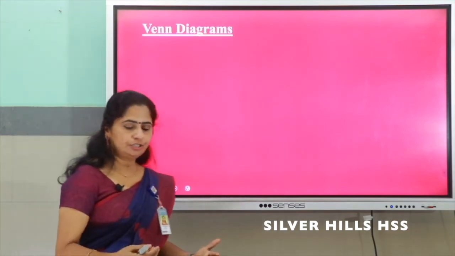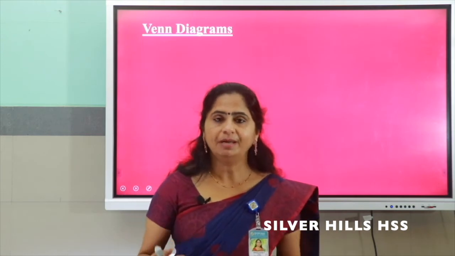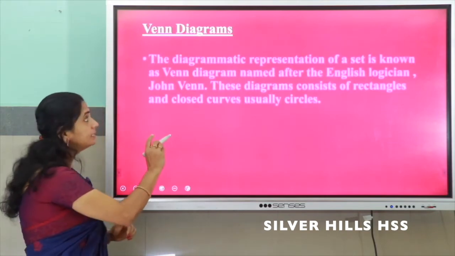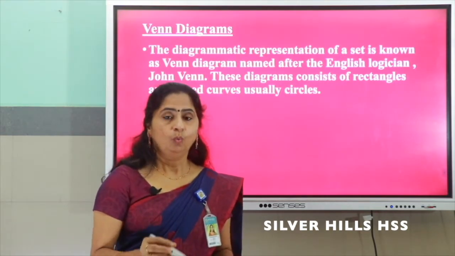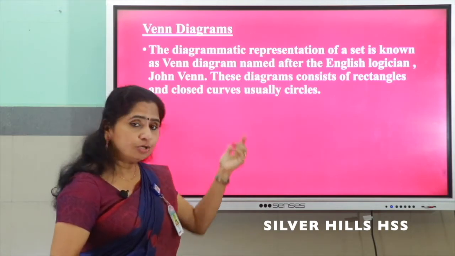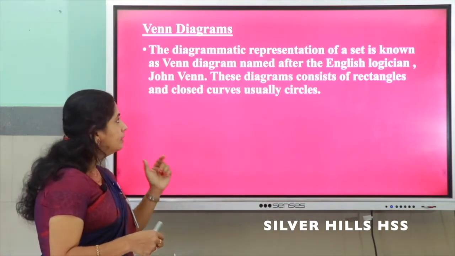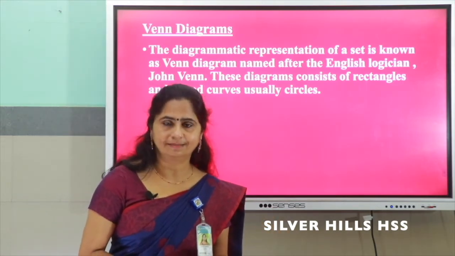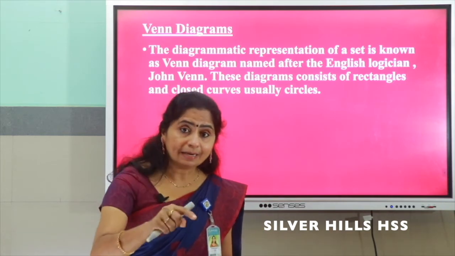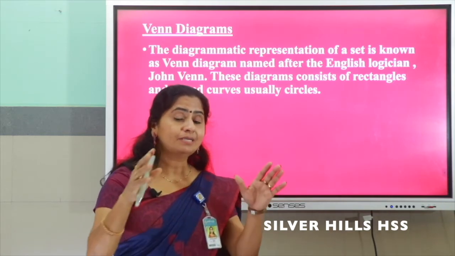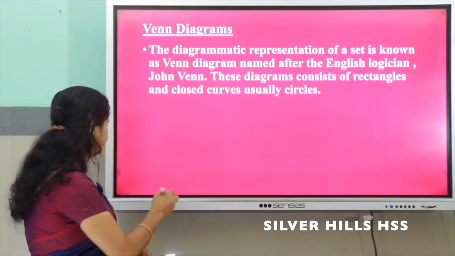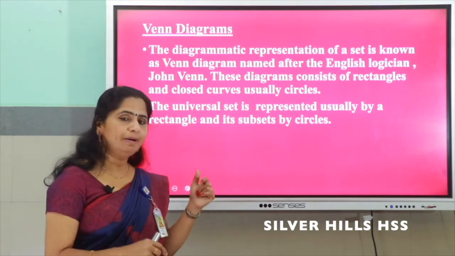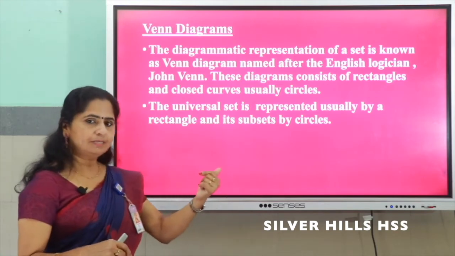Next, we will see Venn diagrams. What do you mean by a Venn diagram? So, a Venn diagram is nothing but the diagrammatic representation of a set, named after the English logician John Venn. These diagrams consist of rectangles and closed curves called circles. So, a Venn diagram is a diagrammatic representation of a set represented in terms of rectangles and circles. The universal set is represented usually by a rectangle and its subsets by circles.